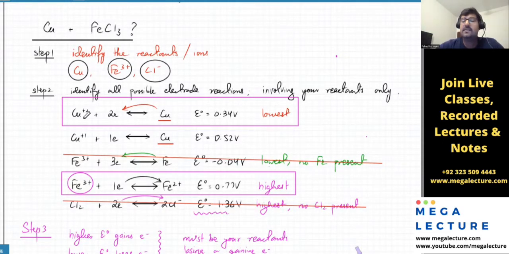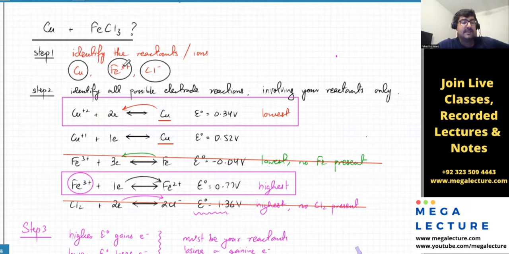Copper could turn into copper 2 plus. Copper is in equilibrium with copper 2 plus. Copper can also turn into copper plus 1. So copper has multiple options. It could do both things. So now you've got multiple electrodes to choose from. It's not just going to be two electrodes, it's going to be multiple electrodes.